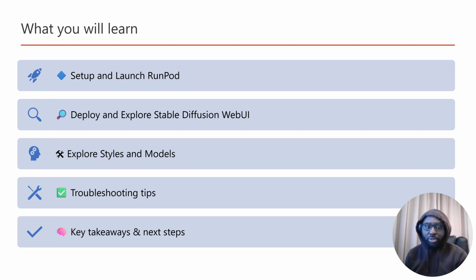I will also be talking about styles and models that you can adopt that would make your images much more realistic and remove all of the distortion that happens when you try to generate an image. So I'll be able to create fantastic looking images that render so well. And at the end, we will talk about key takeaways and some of the things you need to do. Stick around.